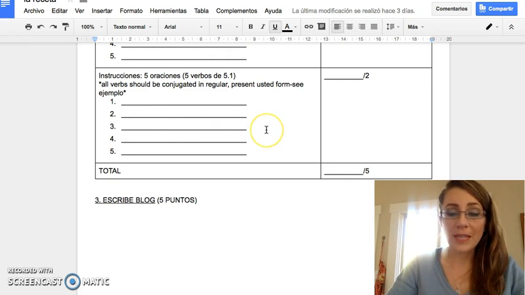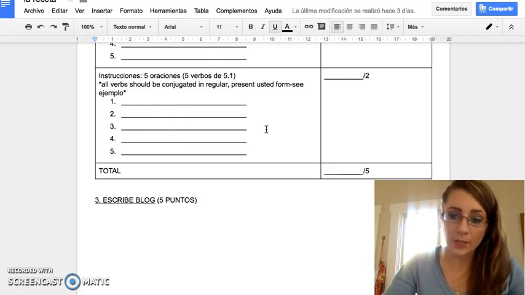Todos los verbos tienen que estar conjugados in the regular present form. See the example that I wrote you. That is the regular present usted form. The usted normal present form is the command. You're writing this in a command.